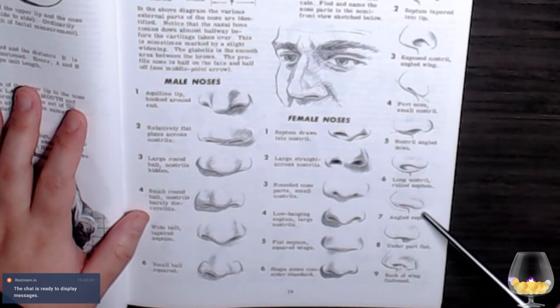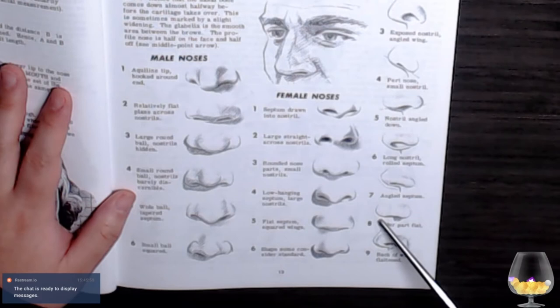Number 8, the under part flat. It looks like the nostrils are barely even exposed. And then back of the wing flattened. They're talking about how the nostril is not round, that it's up against the face very flatly.